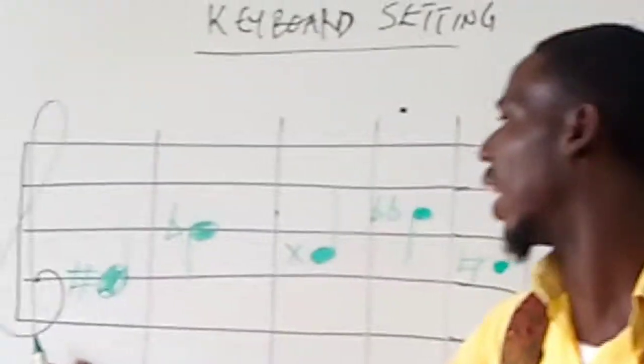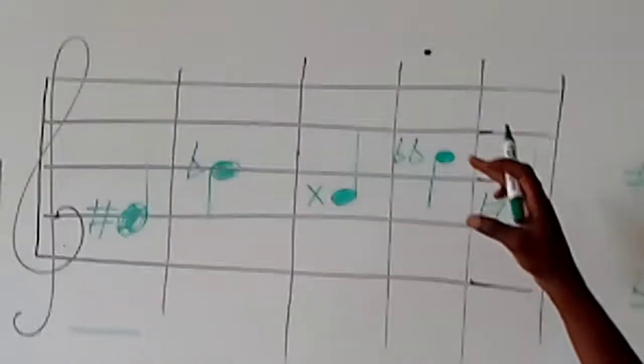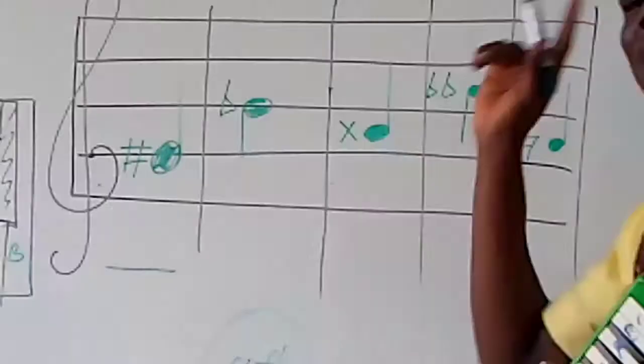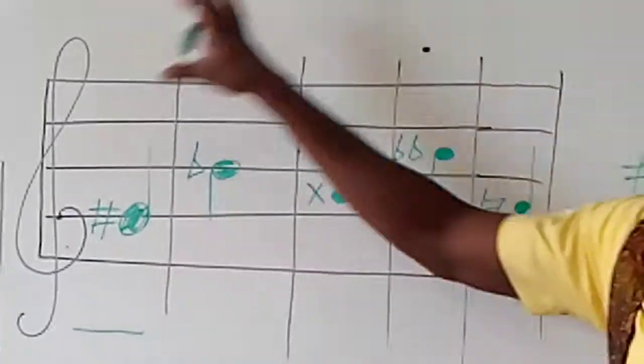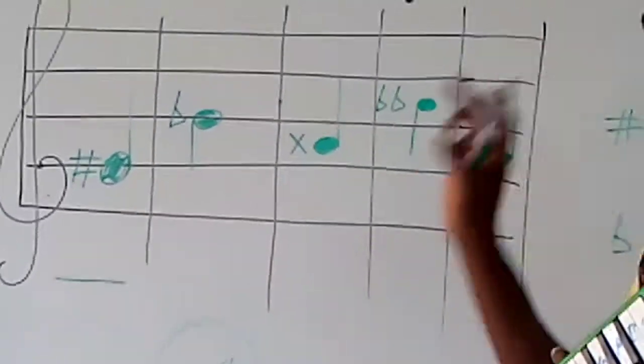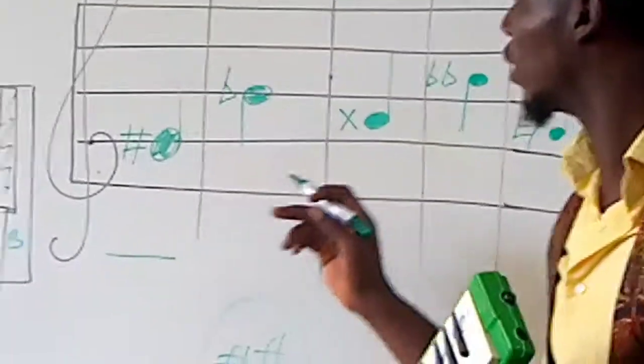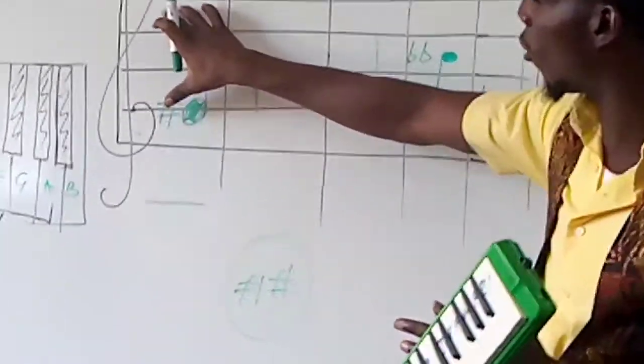And once there's a ledger line and there's no key signature on the staff, automatically that staff becomes the key of what? C. But once there's a key signature placed on the staff, it's a different key entirely. Alright, so now let's look at the first bar of the staff.